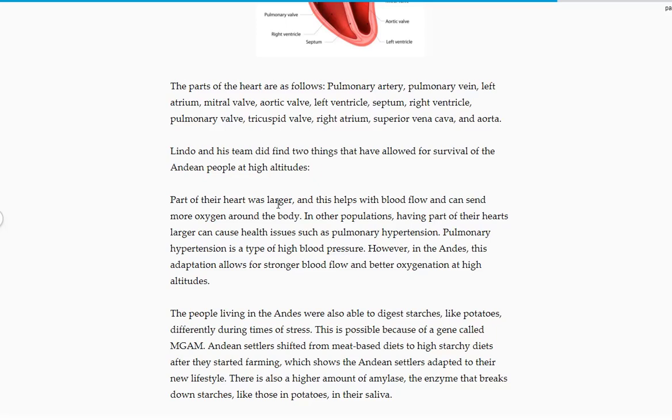So I'm going to attach a real quick video here about hemoglobin so you can kind of see how this gene adaptation works in the Tibetan people.